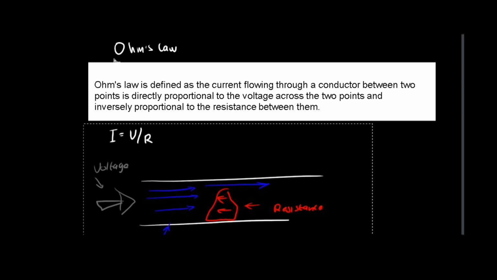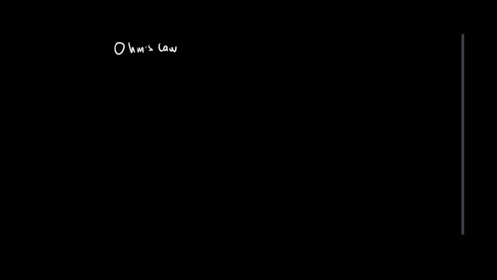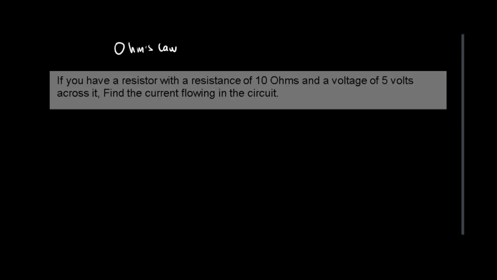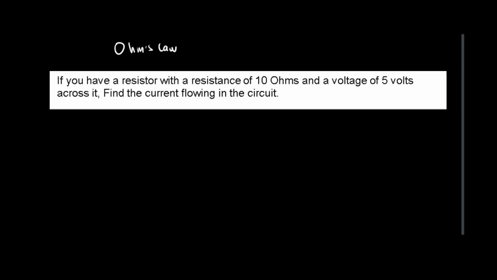Here is one example of how to use Ohm's law in a circuit. If you have a resistor with a resistance of 10 ohms and a voltage of 5 volts across it, find the current flowing in the circuit. In this example, you are finding the current flowing in the circuit. To get the current, we use Ohm's law. So, I equals V over R.